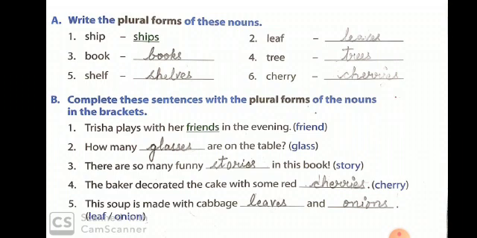Third, there are so many funny stories in the book. Fourth, the baker decorated the cake with some red dash. Here cherry is the word given and its plural will be cherries. Fifth one, this soup is made with cabbage, dash and dash. Noun words are leaf and onion. Its plural will be leaves and onions.